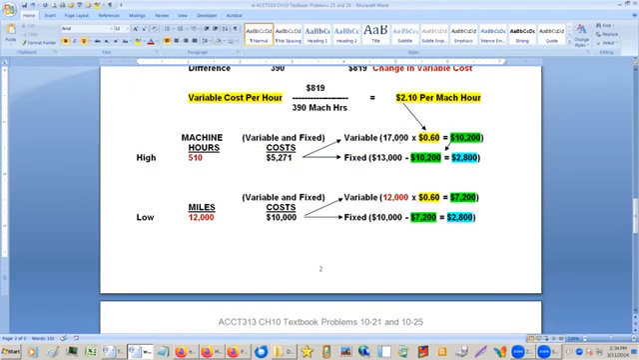Okay, so let's do the first one. So the first one is 510 times 2.10 equals some number. 1071. So that would be the total variable portion of it. So this 5,271 has both variable and fixed. 510 hours times 210 equals that.